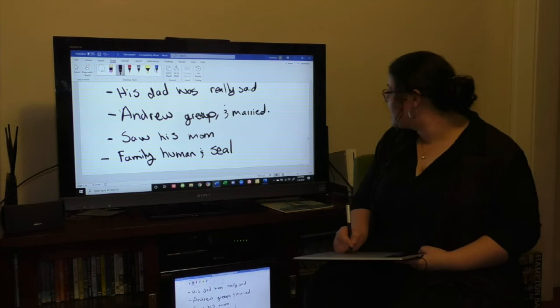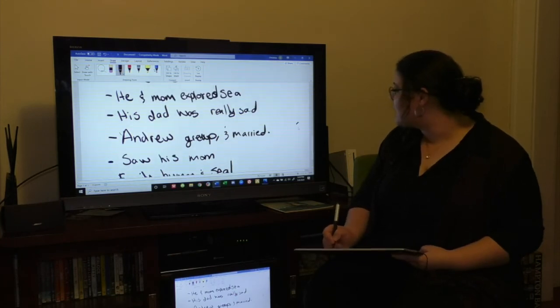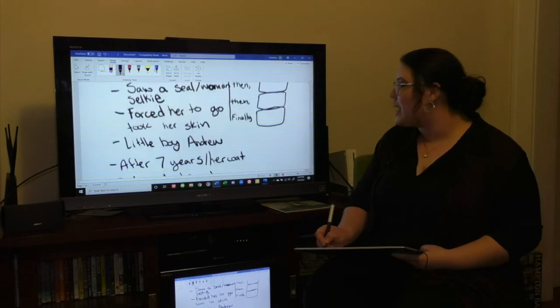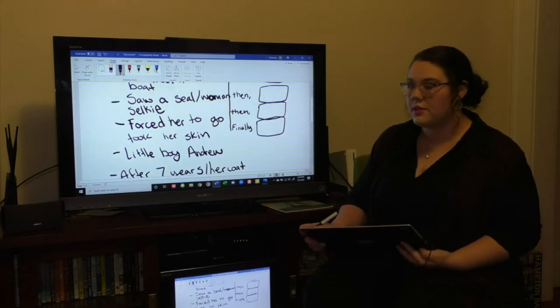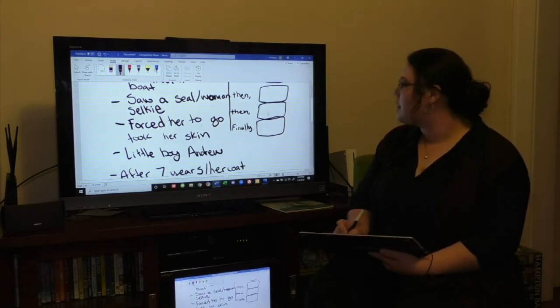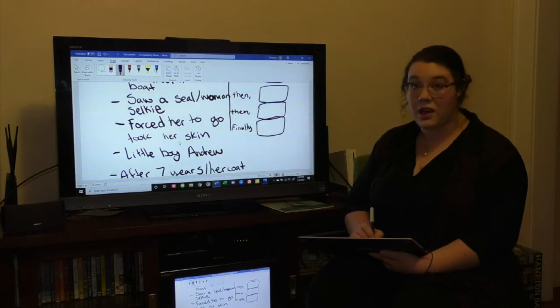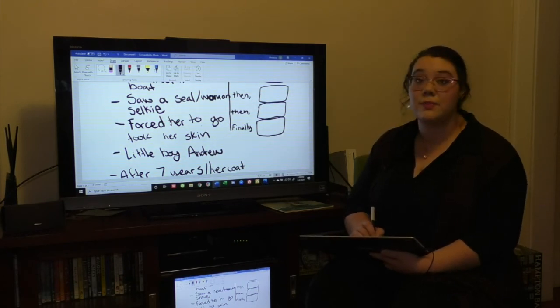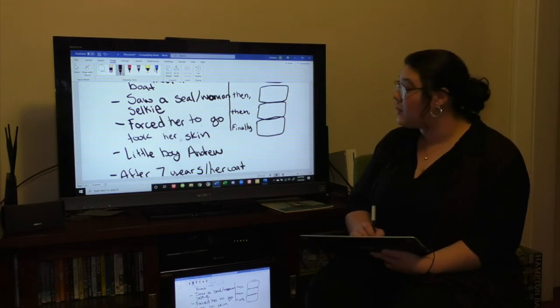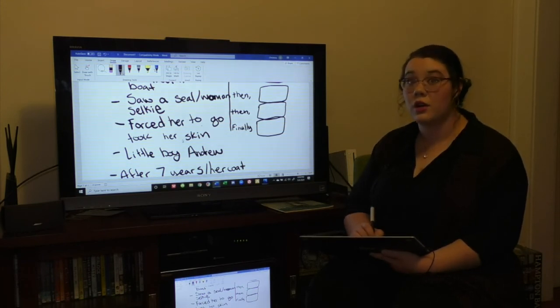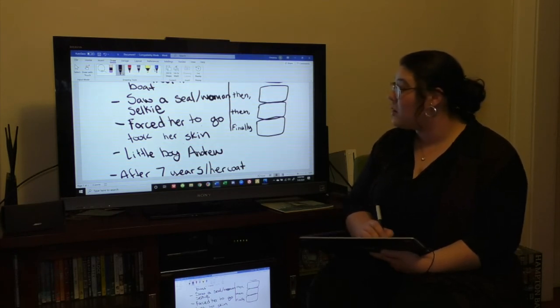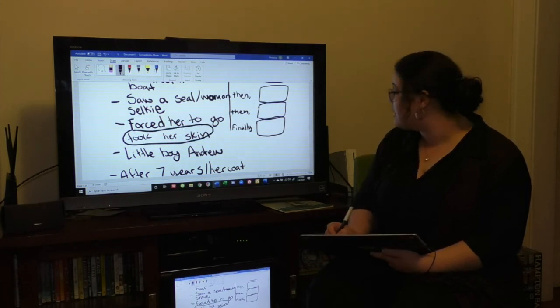So let's look at these details. What are the big things that show us what the main idea could be? So we know we talk about Selkies, right? Selkies. Now they can't be on land for a really long time, can they? Because they have to go back to being a seal with their skin, right? So when Andrew's dad took her skin, he took her freedom, didn't he? Yeah, he took her choice away. So when he took her skin, that's a big thing. That's what started the whole story, isn't it?